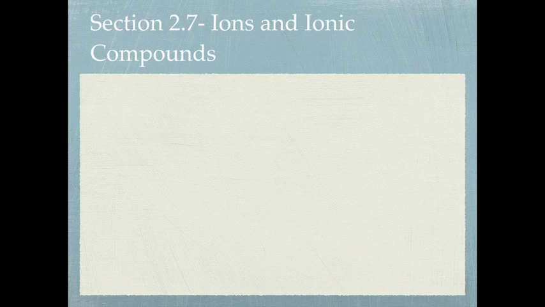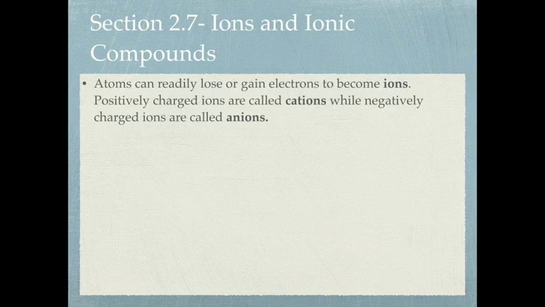Now, the other thing that we need to talk about, now that we've talked about molecular compounds, is we need to talk about ionic compounds. But in order to talk about ionic compounds, we need to talk about what happens when atoms, instead of sharing electrons, actually lose or gain electrons. And what forms when atoms lose or gain electrons is ions.